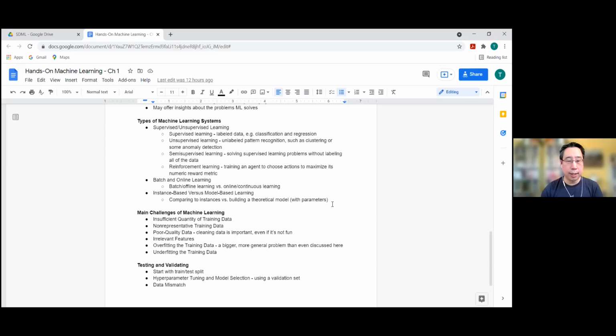I don't know, any comments or questions just in terms of types of machine learning systems? I thought this was a pretty good overview. Any thoughts, anybody?